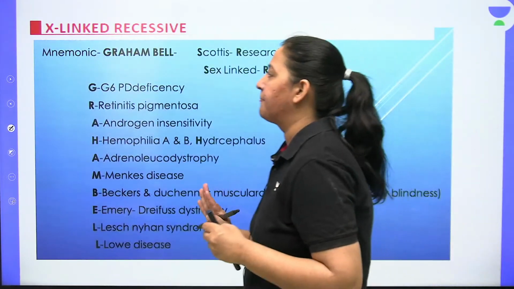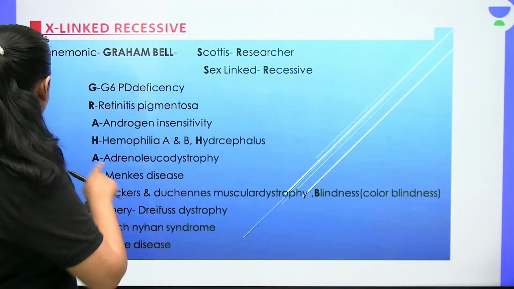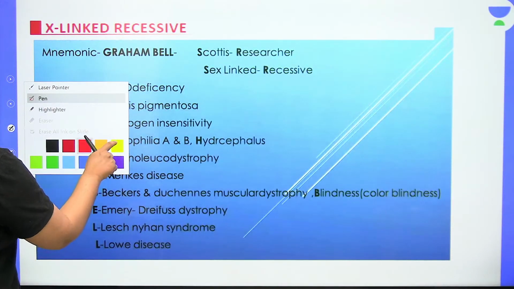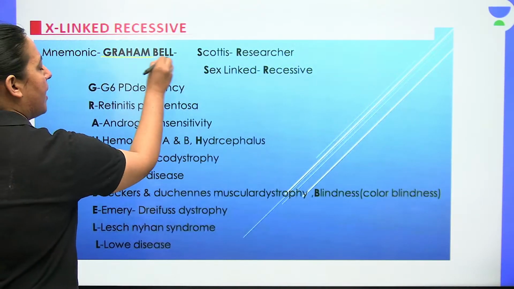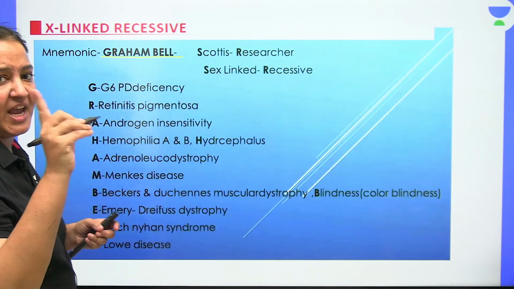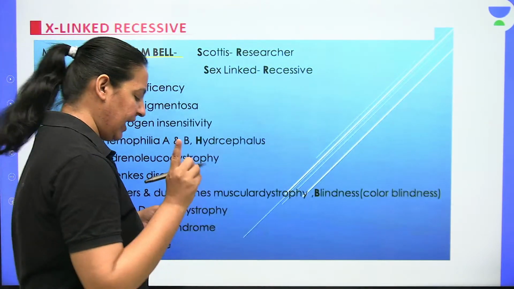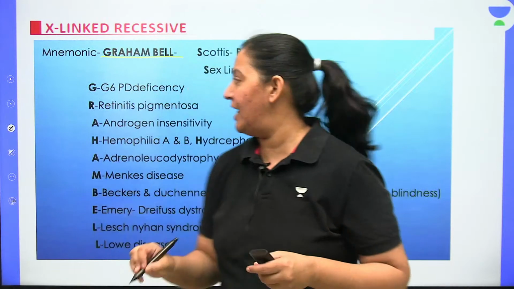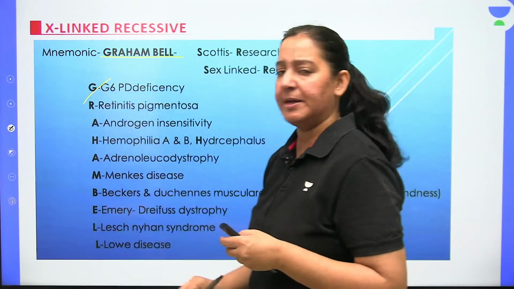The last one, that is X-linked recessive. Many questions come on this. It is very, very important. The mnemonic is Graham-Bell. G-R-A-H-A-M-B-E-L-L. In G-R-A-H-A-M-B-E-L-L, G stands for G6PD deficiency.